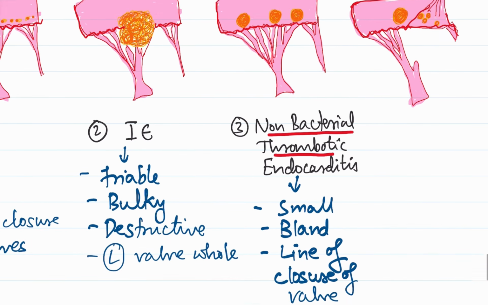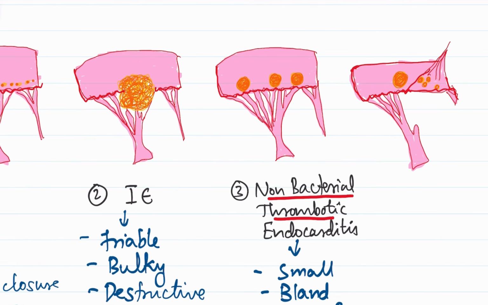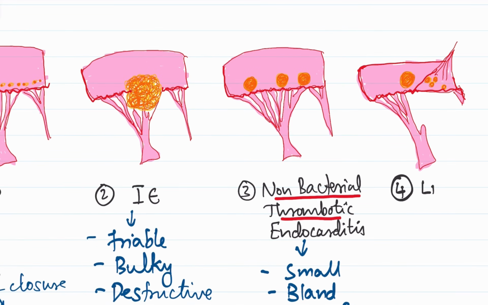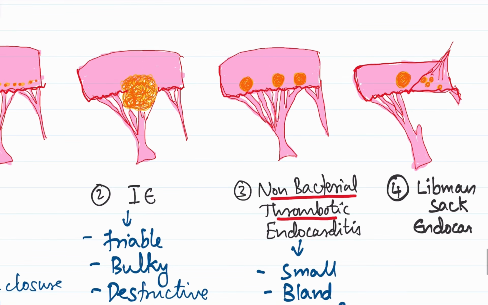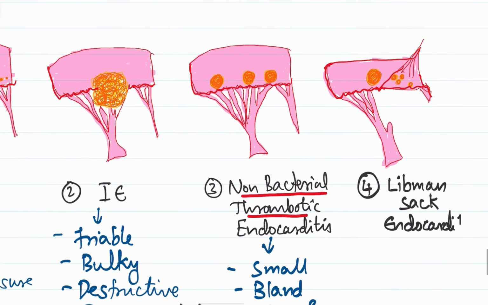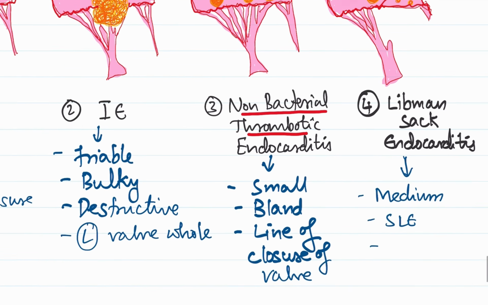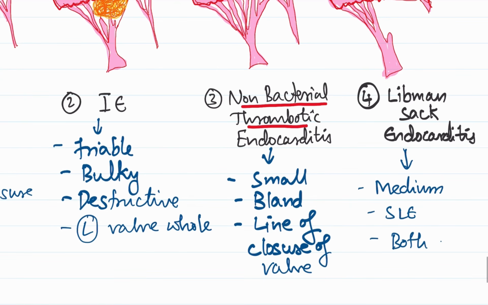And finally, we have the fourth one. There are the lesions that are seen in SLE. Because of the immune complex deposition, we have Libman-Sacks endocarditis, which is seen in SLE, systemic lupus erythematosus, which is an autoimmune condition. Now, what are the features? They are medium sized, and they are seen on both sides of the valve leaflet. So that's about the vegetations, and that's in general about infective endocarditis.